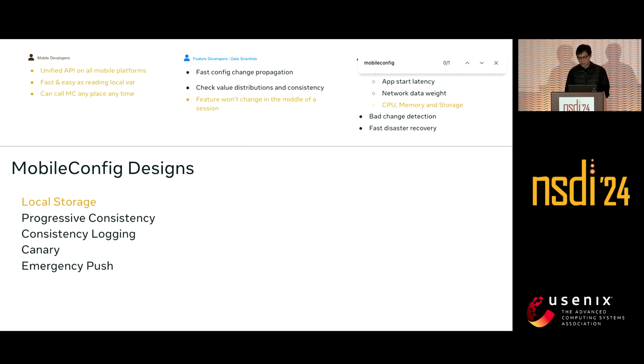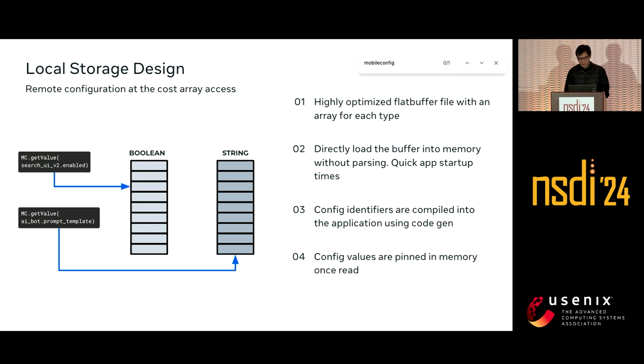MobileConfig proposed several designs to answer those requirements, and I will pick some of them to cover today. And the first one is our local storage design. The MobileConfig API always reads from this storage, with some other threads periodically syncing remote settings into it. As mentioned by Michael, the storage uses a highly compact flat buffer format that condenses all the config values into arrays. We can memory map and read this storage directly without parsing, which helps to reduce the app start latency.